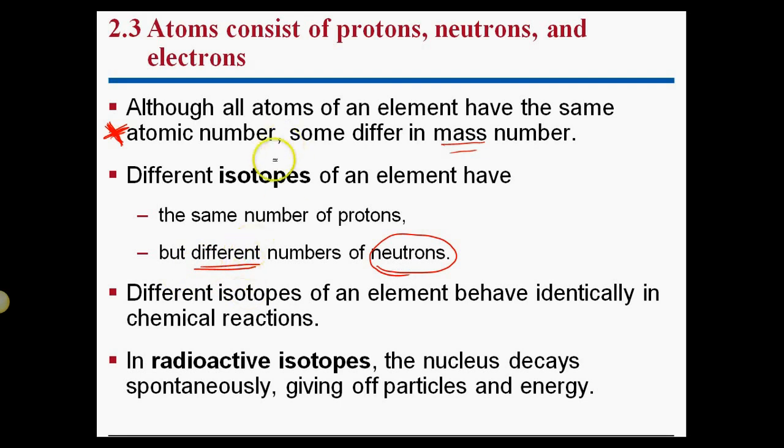Okay, so an isotope is a thing that has the same number of protons. So we'll say same protons. I'll circle that one. But different neutrons. That's an isotope. Okay. Atomic number is the same. Mass number is different. So we give it just a slightly different, we can think of it as weight. Right? Different isotopes of an element behave identically in their chemical reactions.